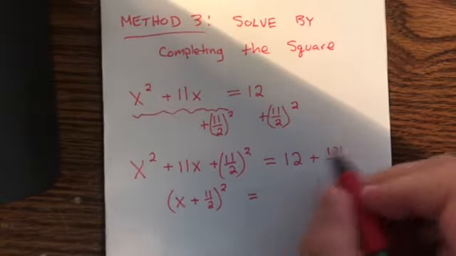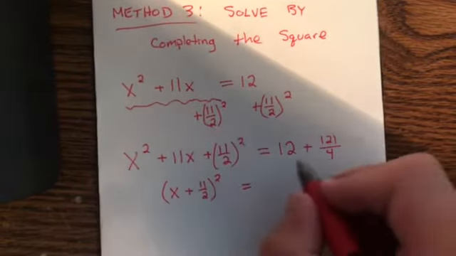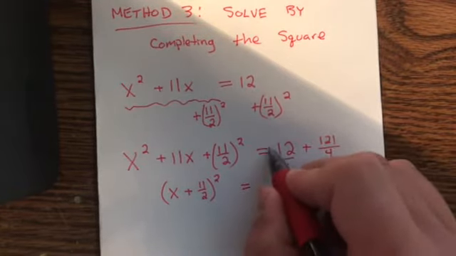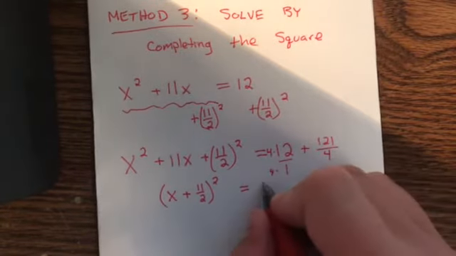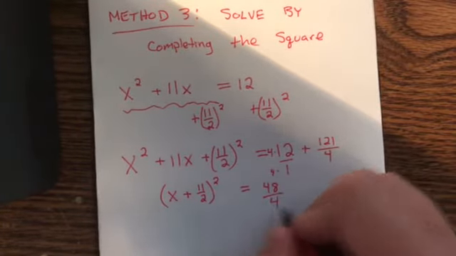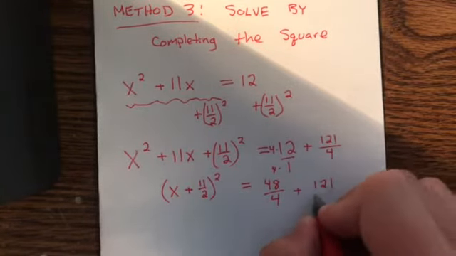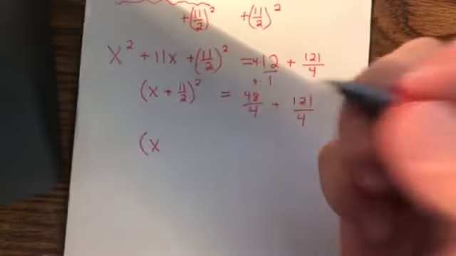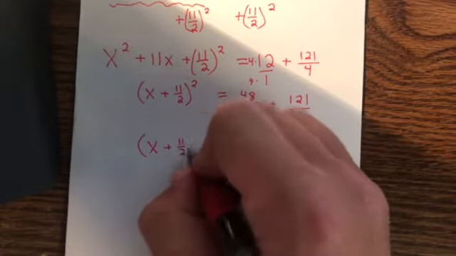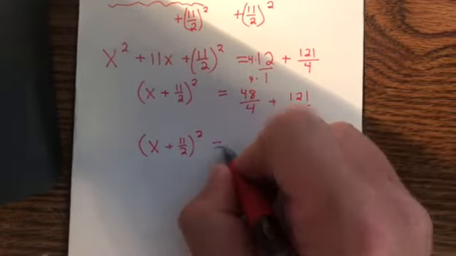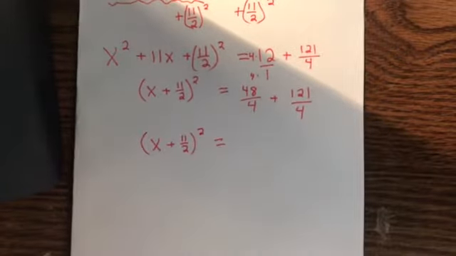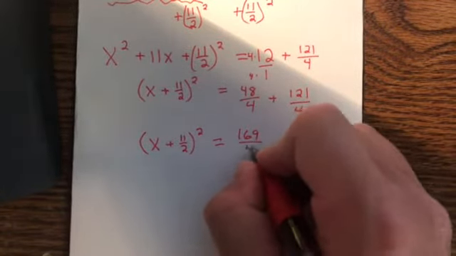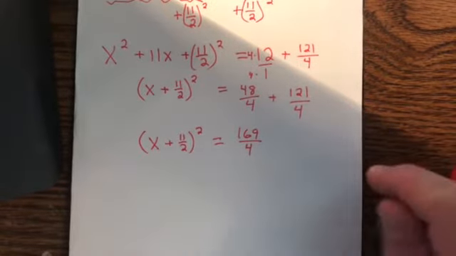Okay. I'm going to want to combine these, so we'll need a common denominator. We'll call it 12 over 1. Common denominator 4. So what we'll have here is 4 times 12, or 48 fourths, plus 121 fourths. And maybe we'll just show one extra line of work here. X plus 11 over 2 squared is equal to 48 fourths plus 121 fourths, 169 fourths. Now, I'm ready to take the square root of both sides.